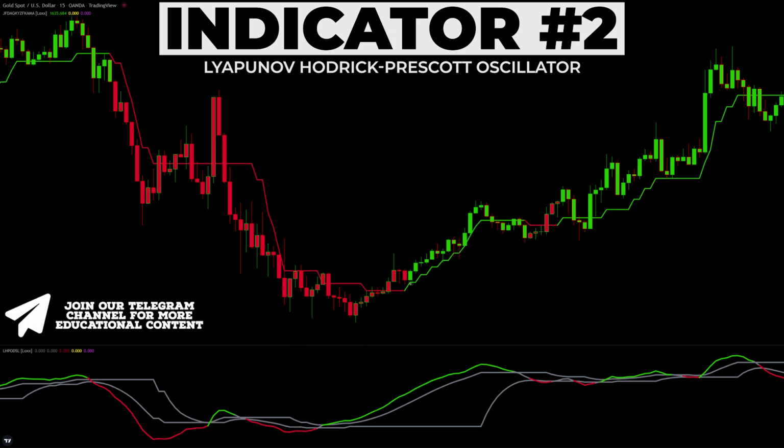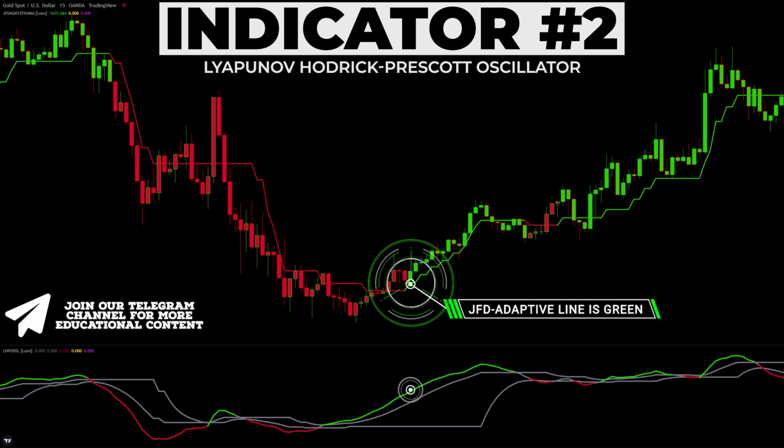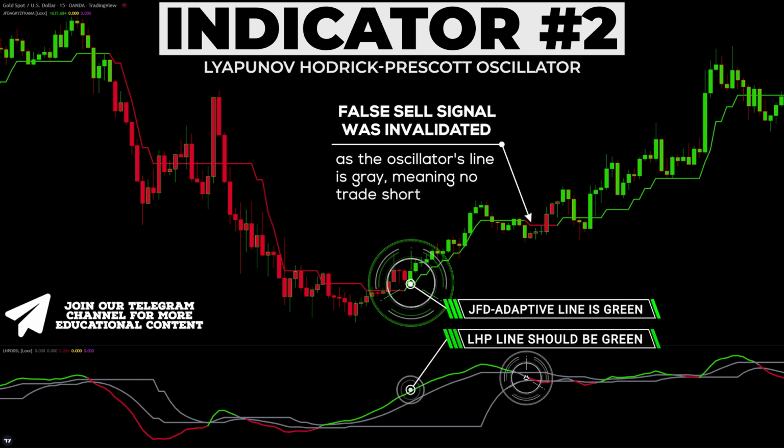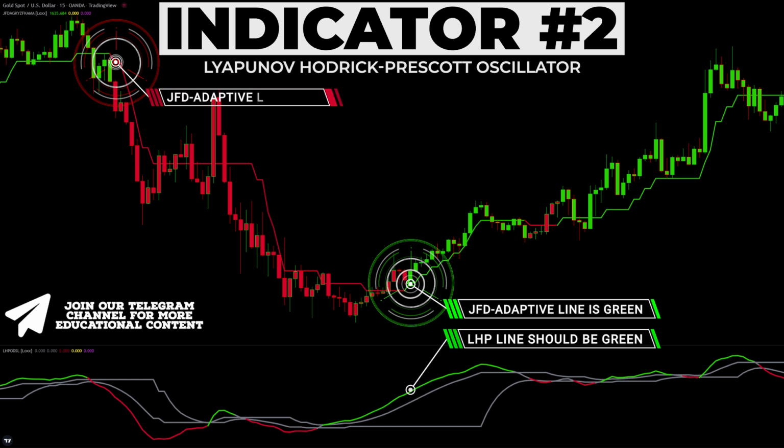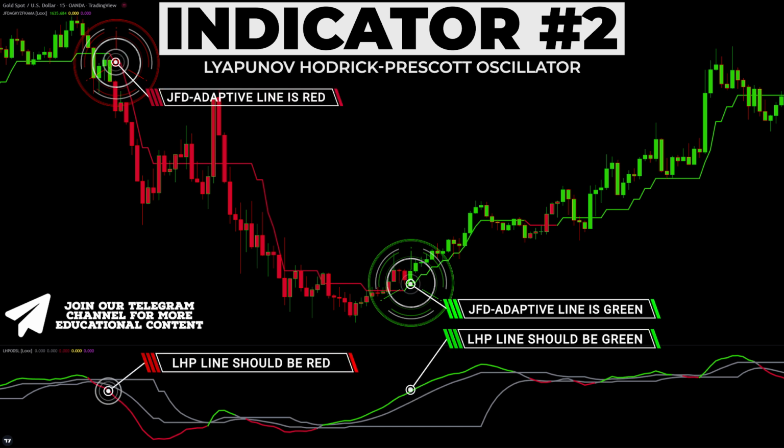When the JFD adaptive indicator's line becomes green, the oscillator's line should also be green. Absolutely the opposite is true for the bearish case. In case we have a red JFD adaptive line, the Lyapunov oscillator's line along the bottom must be red as well. So, moving on to the last indicator.